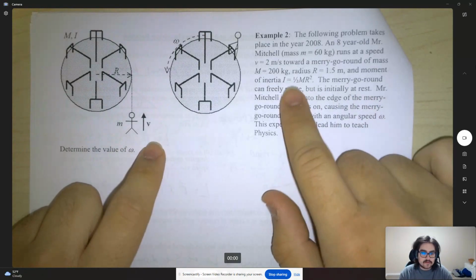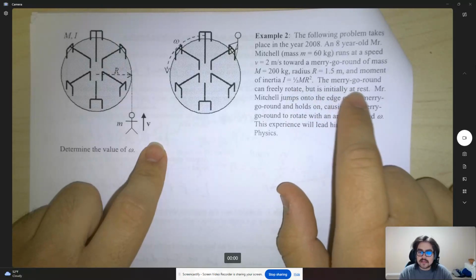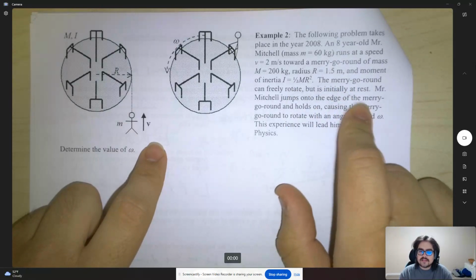I don't know. Sorry, I saw something I needed to look at. It's initially at rest. It can freely rotate.